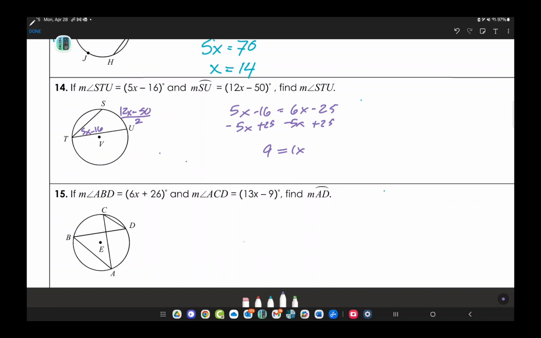Now they want you to find angle STU. So 5 times 9, which is 45, minus 16, which is 29.